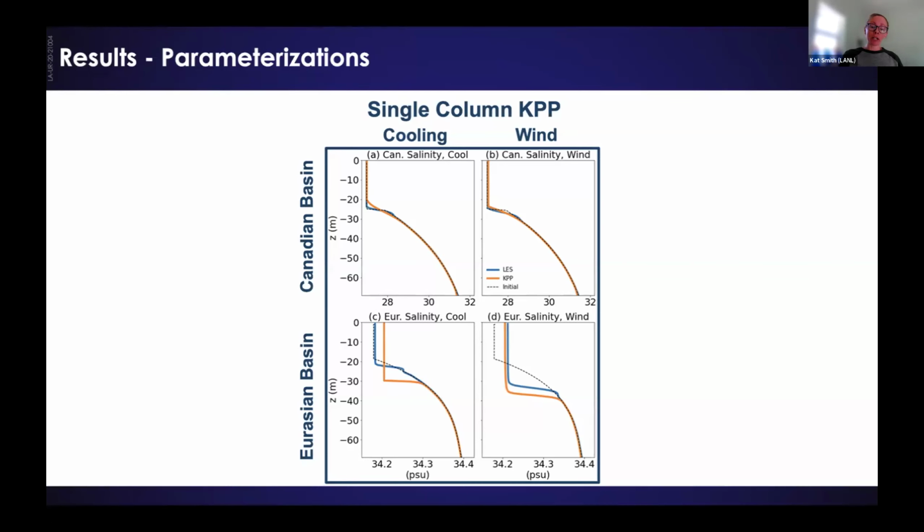And then if you go into the Eurasian Basin, we can definitely see that KPP is mixing way too much in both of these cases. We're seeing mixed layer depths on the order of 5 to 10 meters, too large in comparison to the LES models. What's next on this is I should do an evaporation one, but I haven't gotten to that yet.